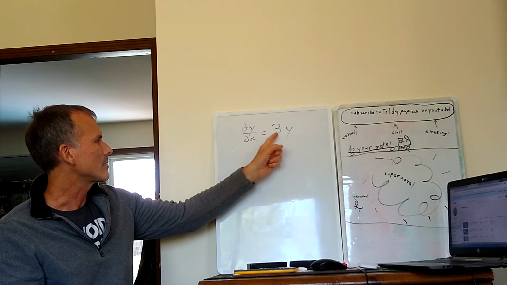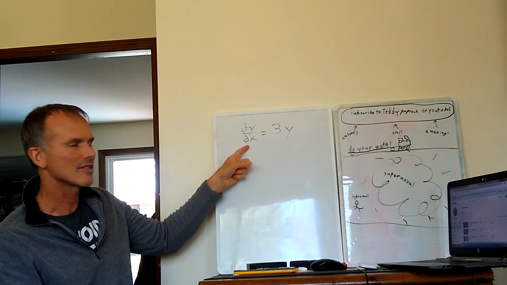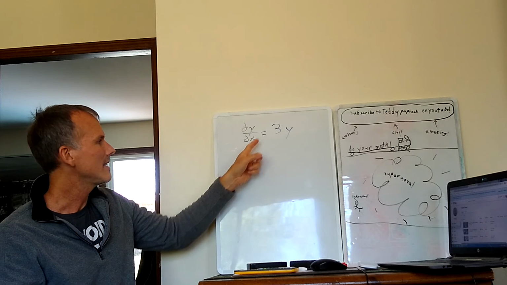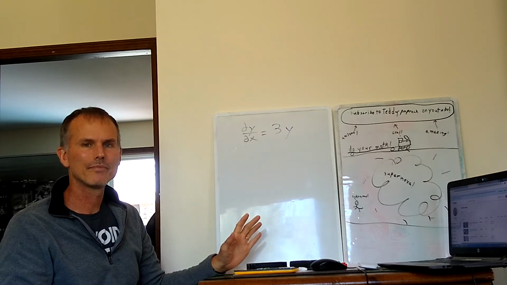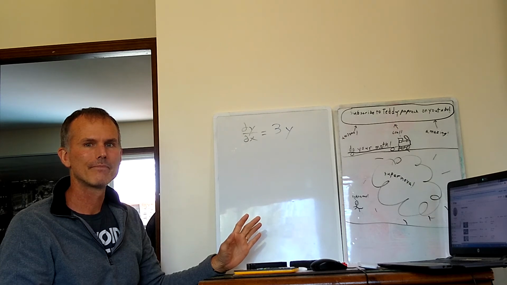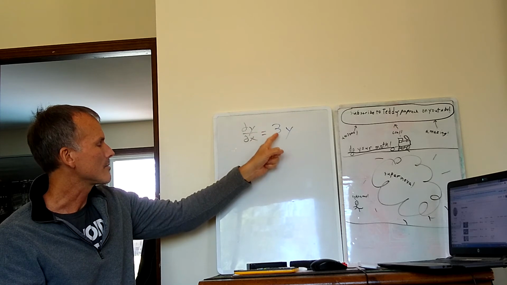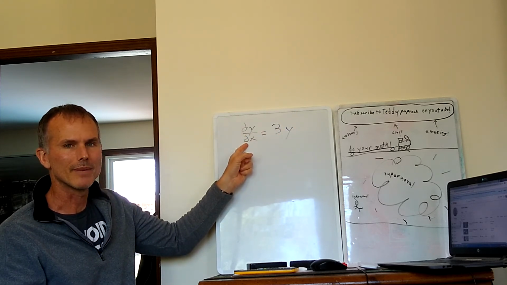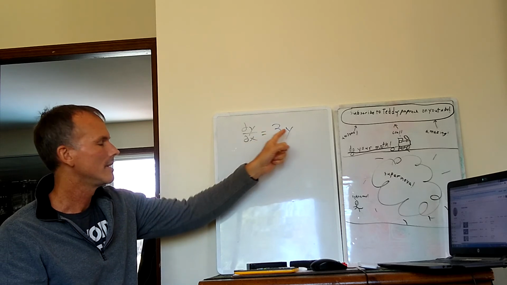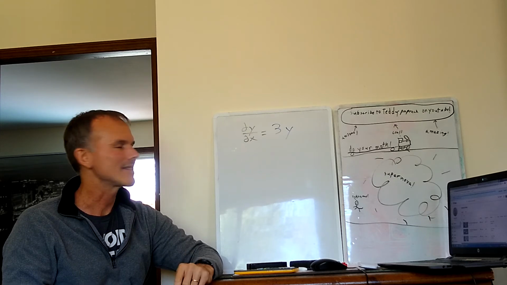dy by dx equals a constant times y. Just think about that for a second. This says the rate of change of y with respect to x is directly proportional to the value of y right now. The rate of change of the amount of money that you have is proportional to the amount of money that you have right now.